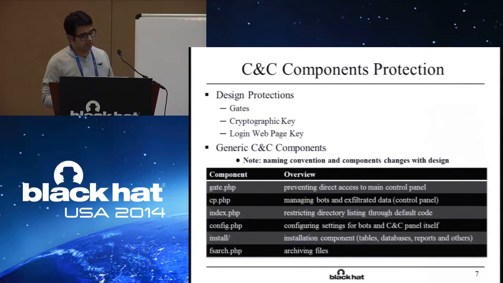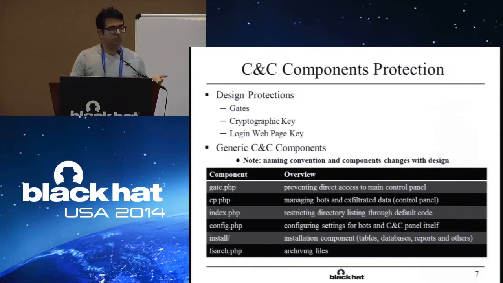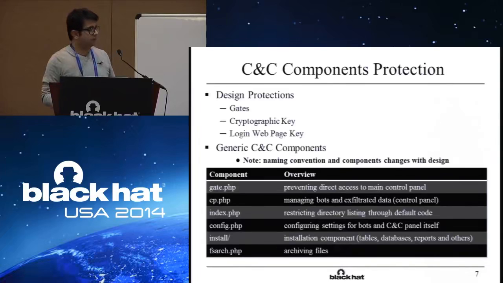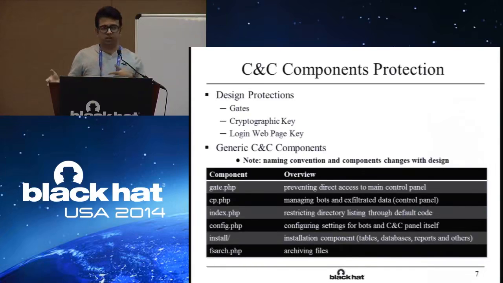And I have listed a couple of the standard components. So there are the gate, the CP, called the control panel, and index.php, which tries to restrict access to the control panel. There's a configuration file. Then there is an installation directory, which takes care of the complete configuration of the botnet. Whenever a bot herder deploys the CNC panel on the server, it needs to be configured with the database, MySQL and all that. The installation component is just an easy interface provided to the bot masters so that they can simply click and configure the bot accordingly.